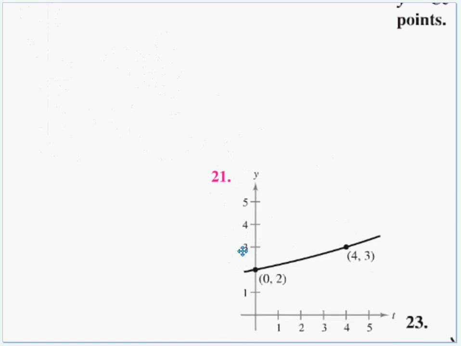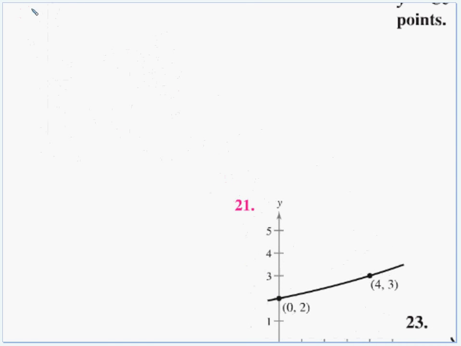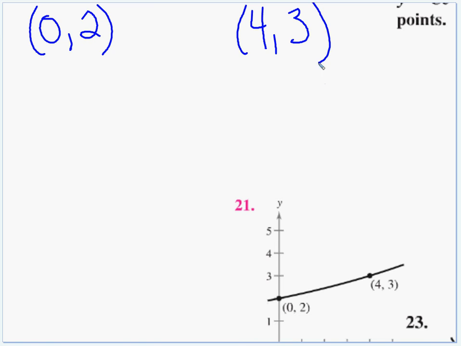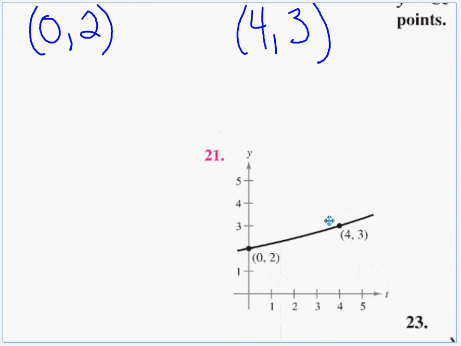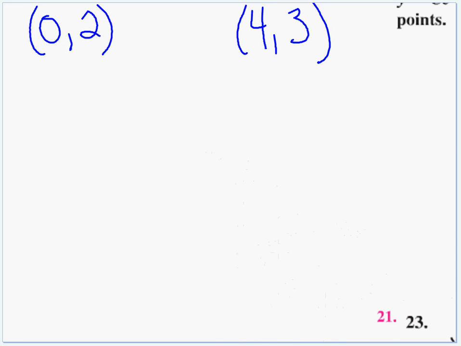So let's see, I'm just going to get our points here. We're going to use (0, 2) to solve for c, and then (4, 3) to solve for k. And here they're not asking us to find any given point out farther on the line. So this should be getting pretty routine.